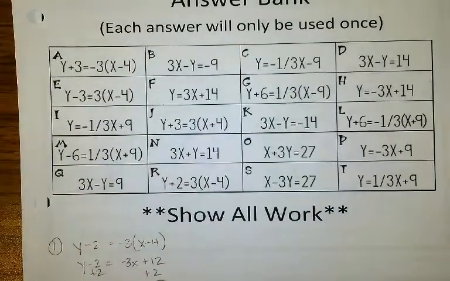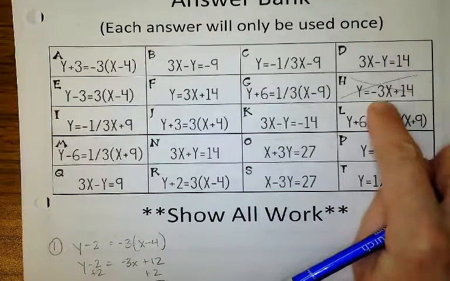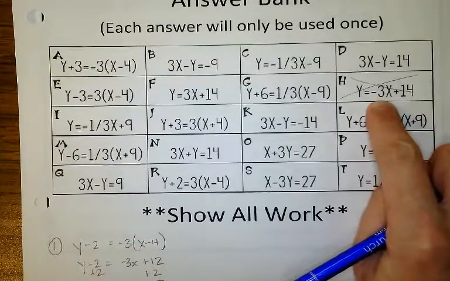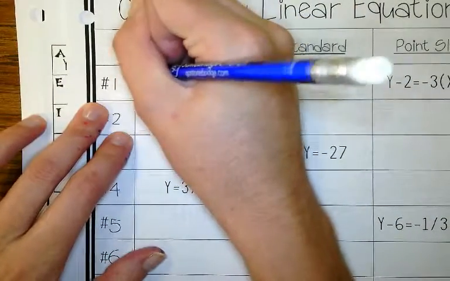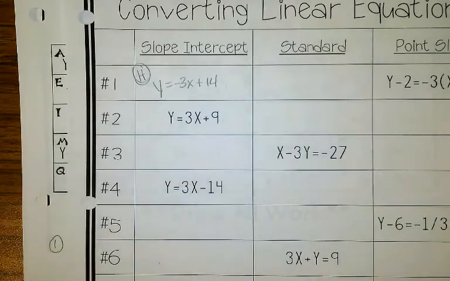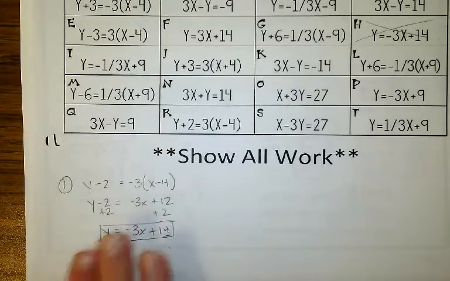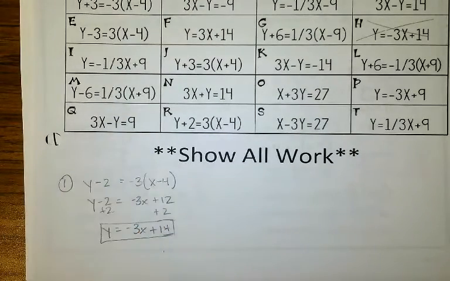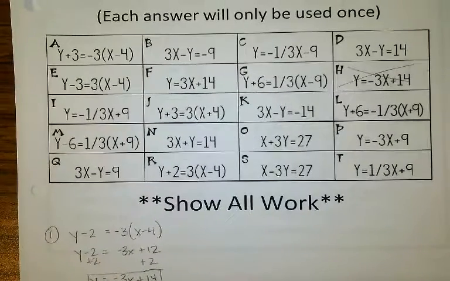So what I'm going to do is on my paper, I'm going to go here and write this letter H. You can either circle it, you can box it. So I said, okay, it's H and it's y equals negative 3x plus 14. I crossed off my thing here and now I have it. Then I would take this and I would convert it to standard form, and then I would find the correct standard form on here.